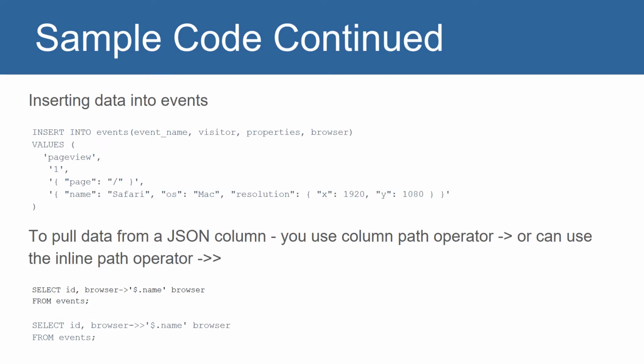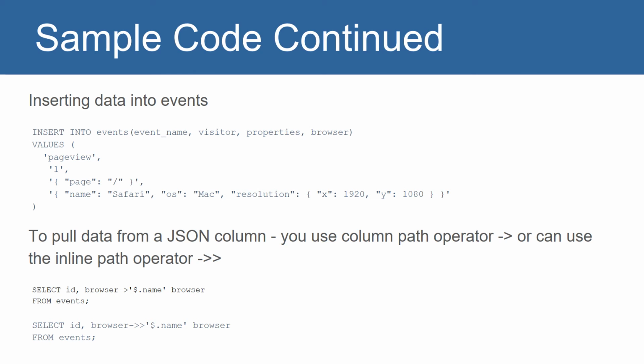So here we're inserting data into the table events for these four attributes. As you might recall, event name and visitor are not JSON column types, whereas properties and browser are. So here we have page view, which is a string, and for visitor we have an integer. And for properties and browser, we have our JSON types, and this is the format that JSON columns come in. So ensure that when you're putting in these data types, you're adhering to the JSON format.